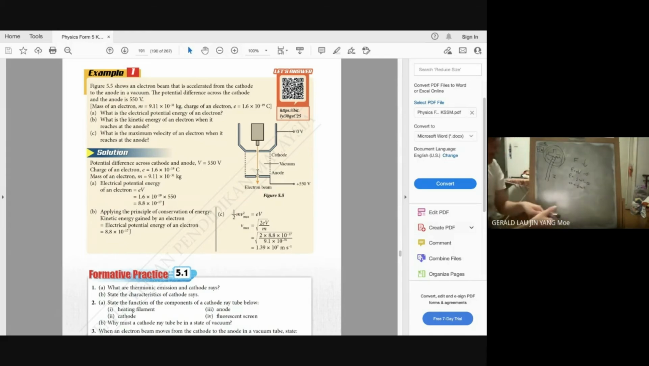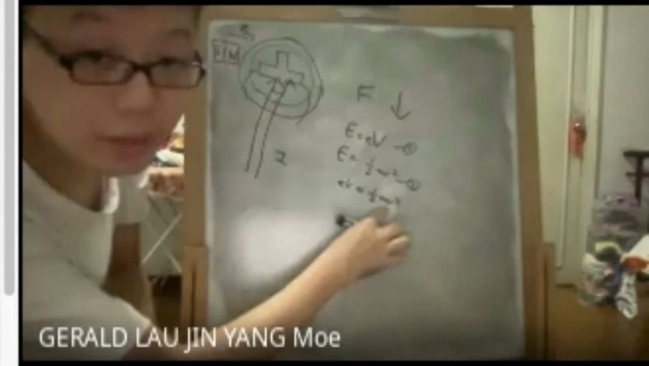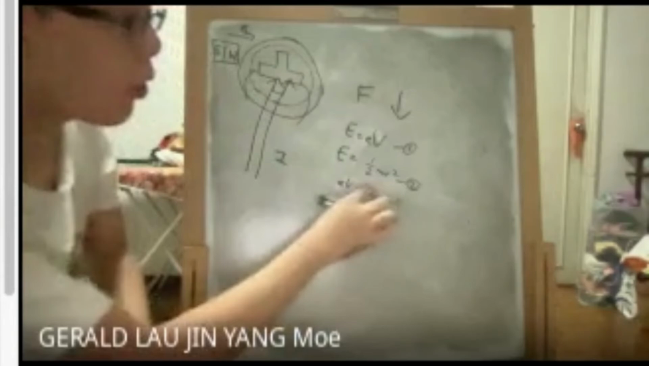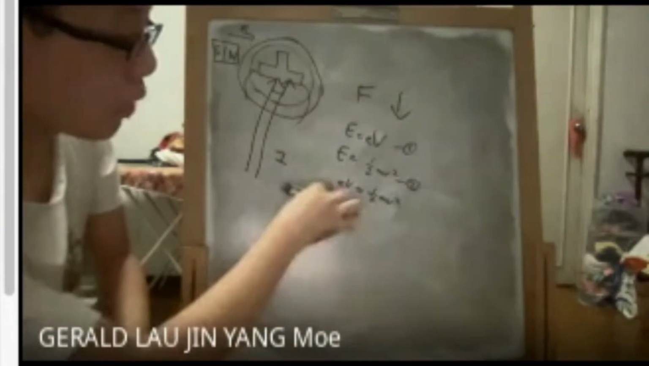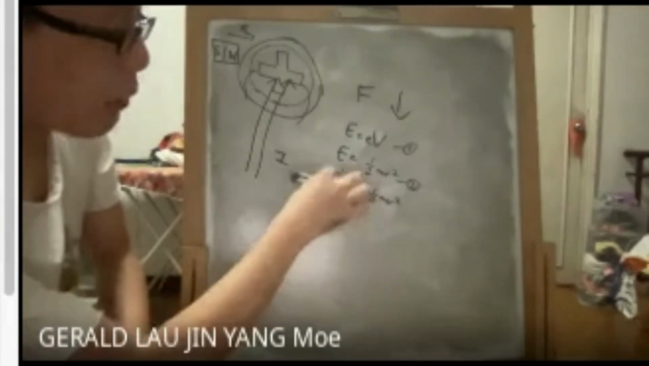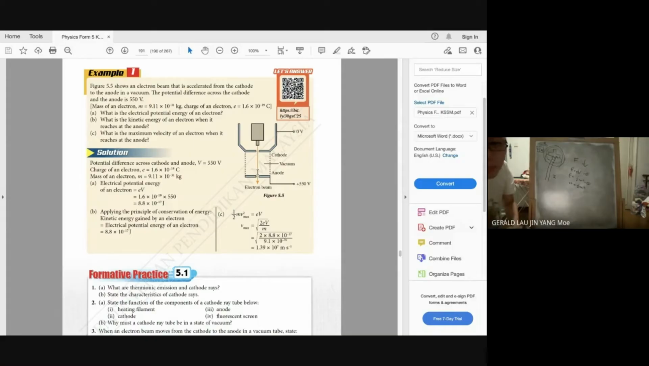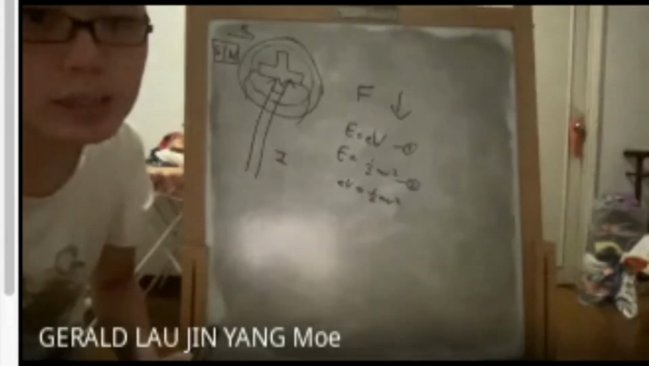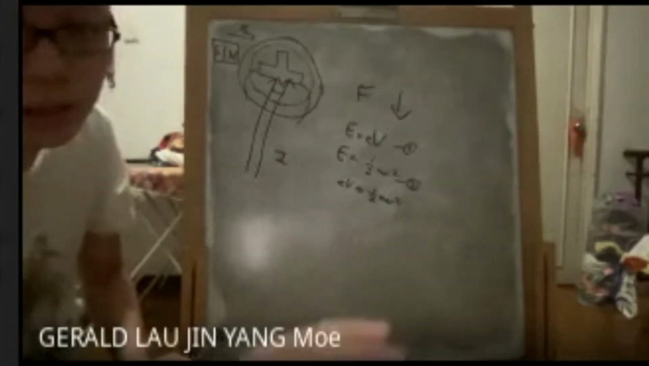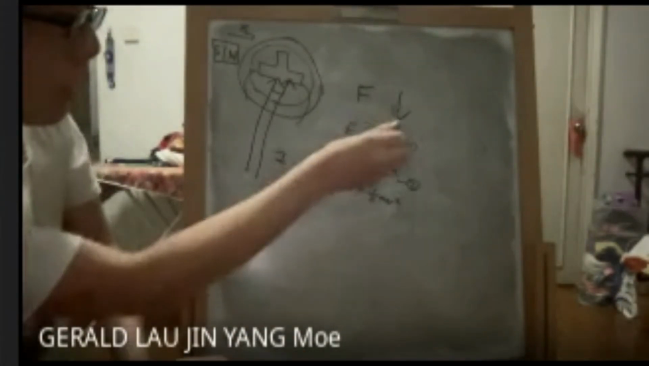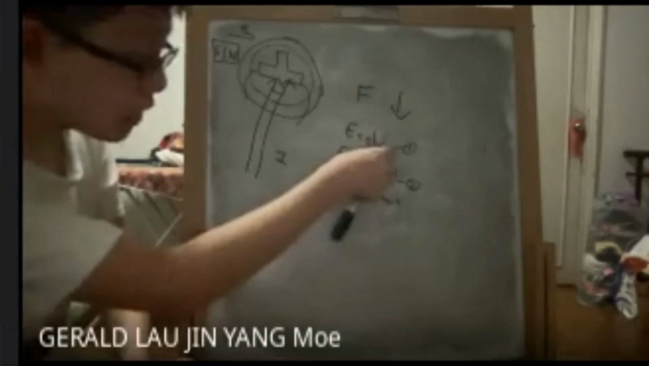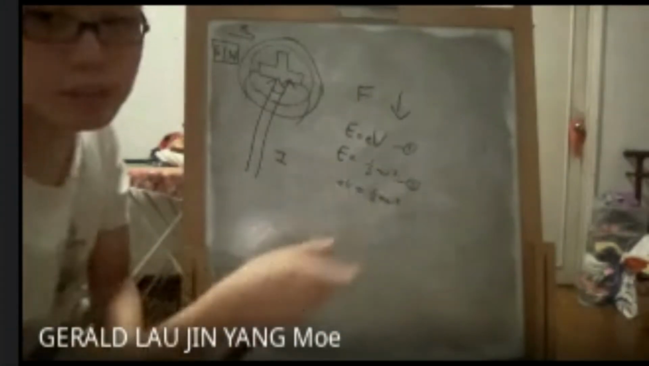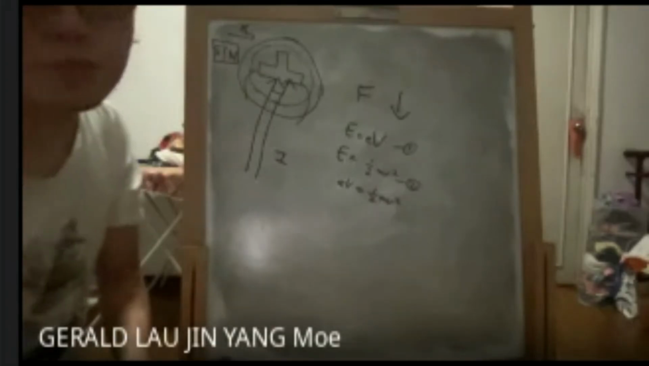Then for C, you have to find the small v, the maximum velocity. So you use your formula, eV equals half mv squared. Then you change the subject: 2eV, divide by m, and then square root. So you get your answer 1.39 times 10 to the power 7 meter per second. Can you understand this formula? Actually, very easy. eV equals half mv squared. Electrical potential energy equals kinetic energy, the principle of conservation of energy.